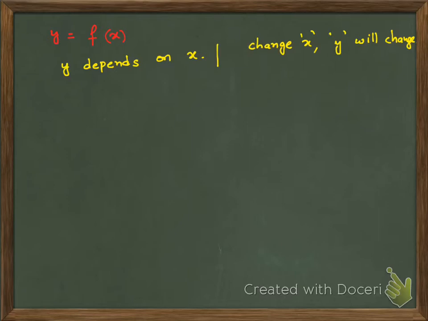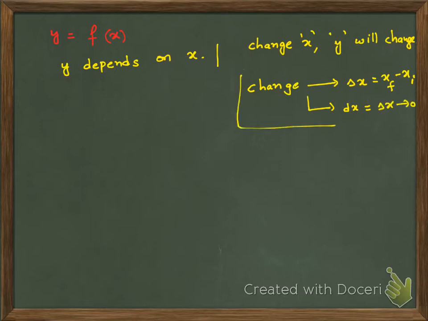Now in this change there will be two types: one is delta x and the other is dx. Delta x is the final value of x minus the initial value of x. dx is when delta x tends to 0, when that gap becomes small. This part we will see later anyhow. But remember that when y is a function of x, y depends on x, so if I change x, y will automatically change. That much if you catch, that is enough.